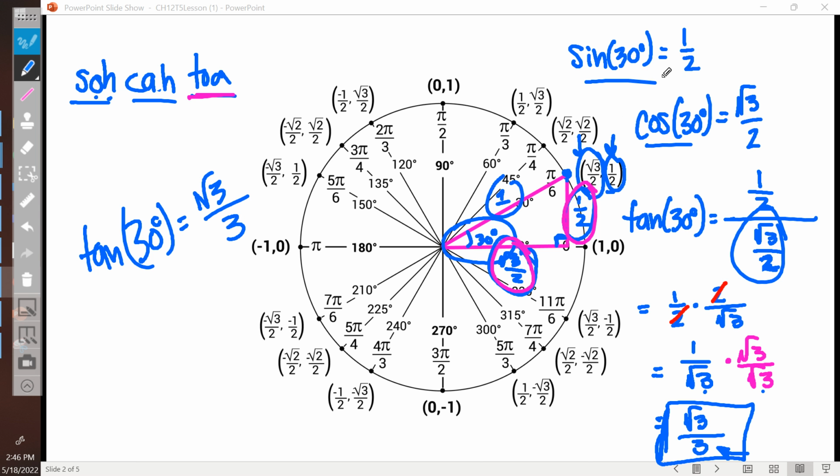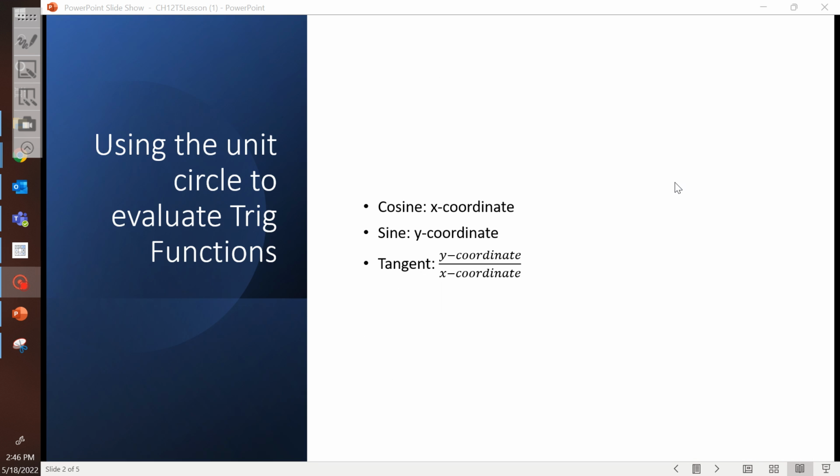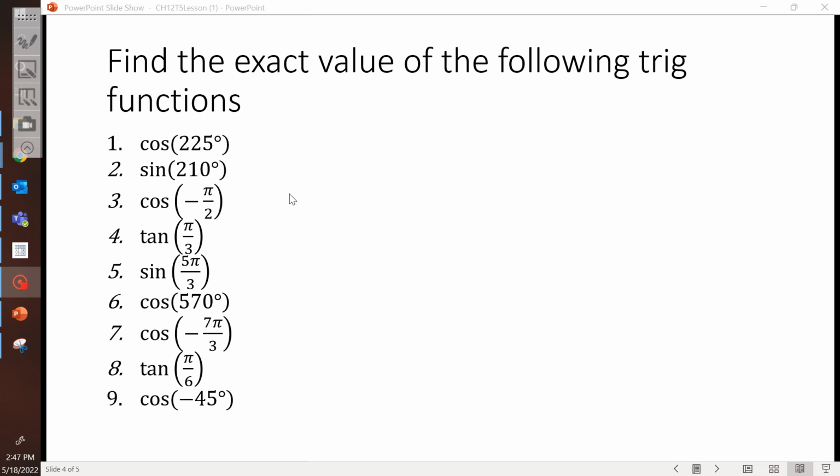That one was a little bit hard, but now we have all of the trig functions for a 30-degree angle. Sine of a 30-degree angle is 1/2. Cosine of a 30-degree angle is the square root of 3 over 2. And tangent of a 30-degree angle is the square root of 3 over 3. So that's how we can use the unit circle to evaluate trig functions. Just a review: cosine is only the x-coordinate of the point, sine is the y-coordinate, and the tangent is the y-coordinate divided by the x-coordinate.